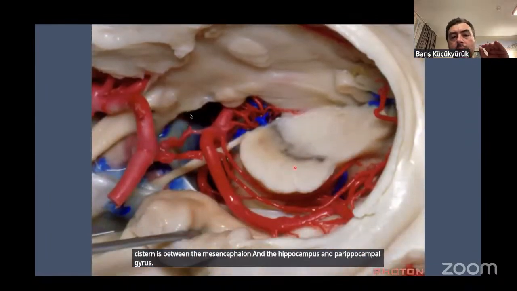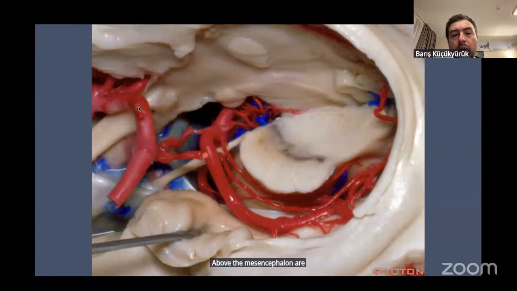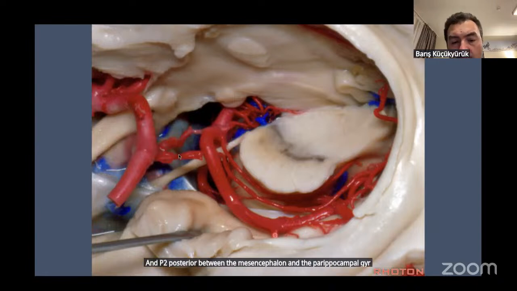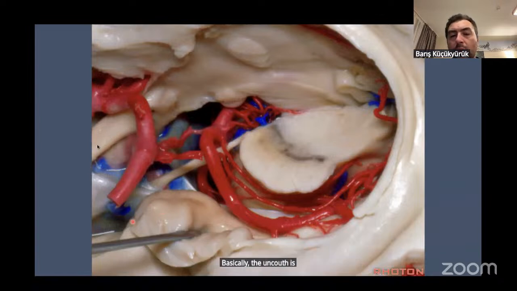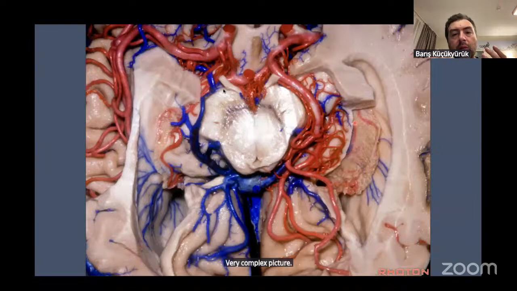Here we see from superior, this is the mesencephalon, this is the third ventricle. All the basal ganglia above the mesencephalon are removed in this picture to show the posterior communicating artery and the left P1, left P2 anterior between the uncus and the mesencephalon, and P2 posterior between the mesencephalon and the parahippocampal gyrus. And all these small arterioles go into the hippocampal and parahippocampal structures. Again, as I told, basically the uncus is supplied by the anterior choroidal artery, while the posterior cerebral artery supplies the posterior structures. Very complex picture, which we look at from inferior.